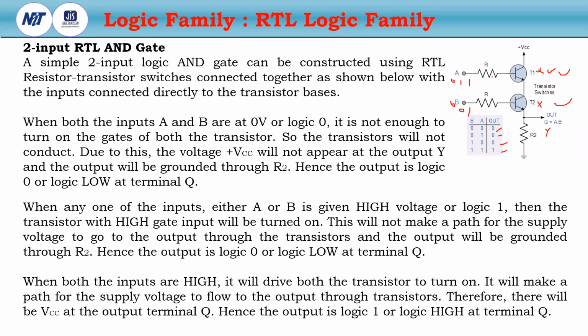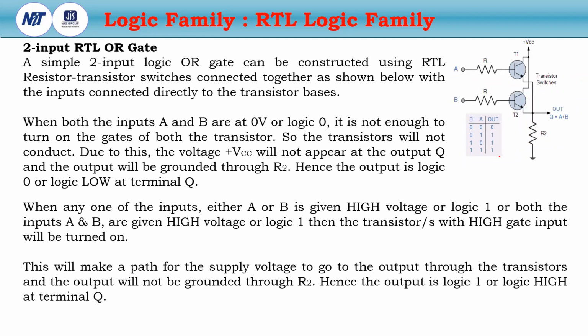Okay. Because these two transistors are in series, unless both transistors are activated, or in saturation mode, we will get the output as logic 0 due to this resistance R2. If both the transistors are on, or in saturation mode, then VCC will transfer to the output, and the output will be at logic 1. So this is the basic AND operation.